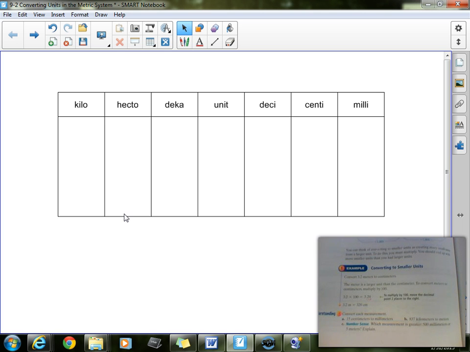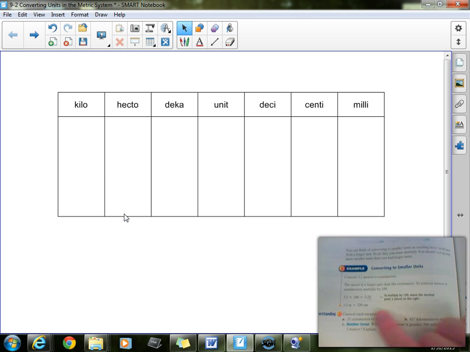Now I went ahead and made this very helpful chart that you see on the board there. I set it up to help us solve and convert in units. It really is very, very simple. When we're going from a smaller unit to a larger unit, we're going to move the decimal left. When we're going from a larger unit to a smaller unit, we're going to move it right. It's as simple as that. So let's go ahead and start.